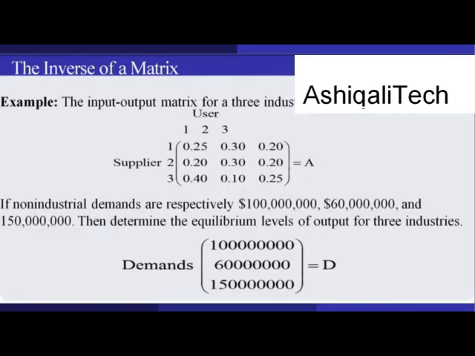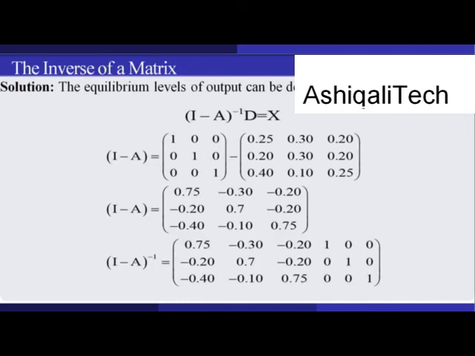Example: the input-output matrix for a 3-industry economy is given by, on the left side we have suppliers 1, 2, 3, on the top we have users 1, 2, 3, and it is given in matrix form by A. If the non-industry demands are respectively these amounts, then we have to determine the equilibrium level of output for the 3 industries. The non-industry demands are given in the matrix D. The equilibrium level of output matrix can be determined by using the formula (I minus A) inverse times D equals X. So I is the identity matrix.